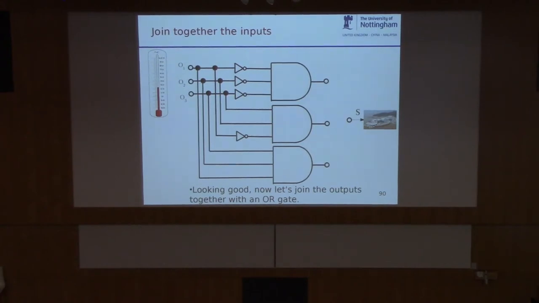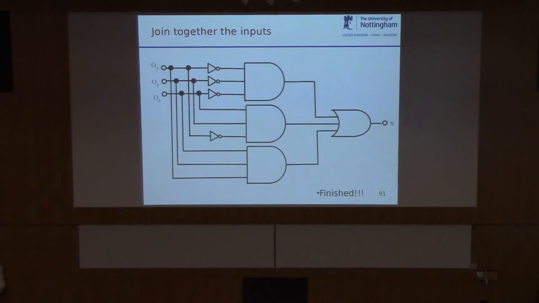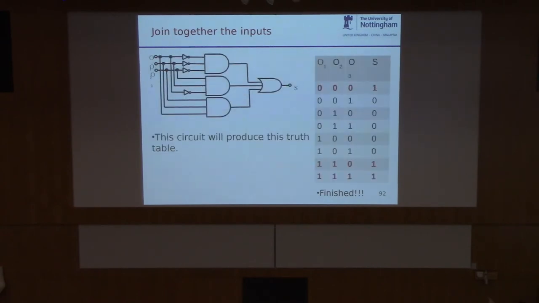Problem is, now we've got three outputs. So we've got an output here, an output here, and an output here. And all we do now to finish off the circuit is literally just couple all the outputs together with a single OR gate, and we're finished. Okay, that's it. So now we've made this circuit to spit out this truth table. And this will work with any problem you might encounter.